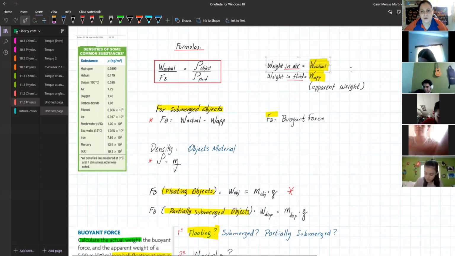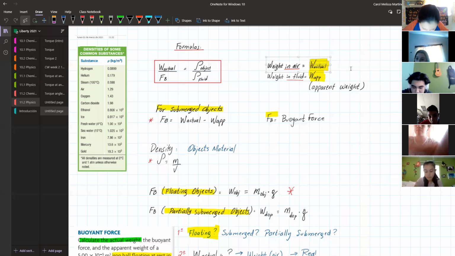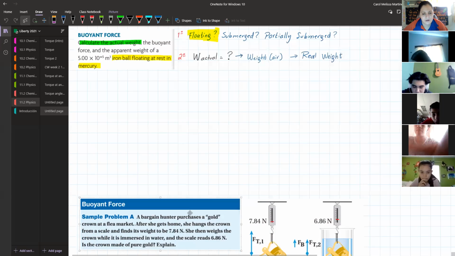Actual is equal to the weight in the air. What is the weight in the air? As I told you before, the actual weight is the real weight. How do you get the real weight of an object?